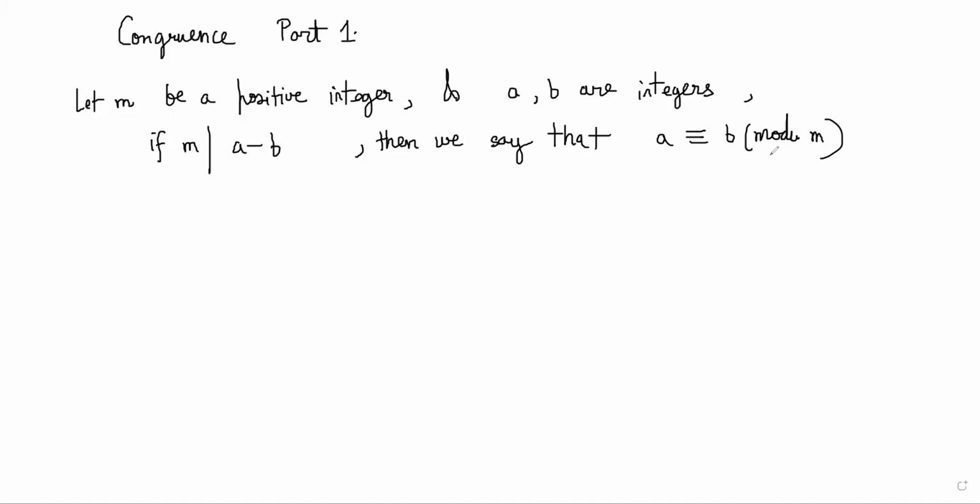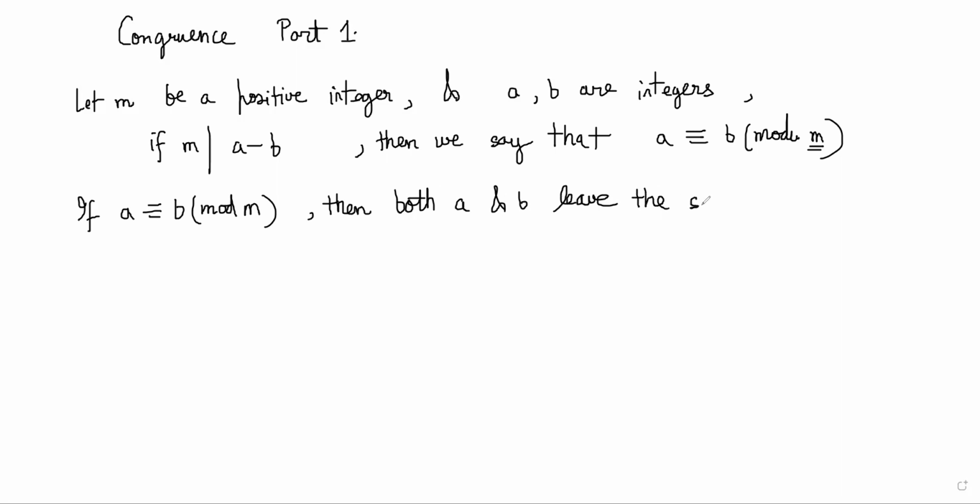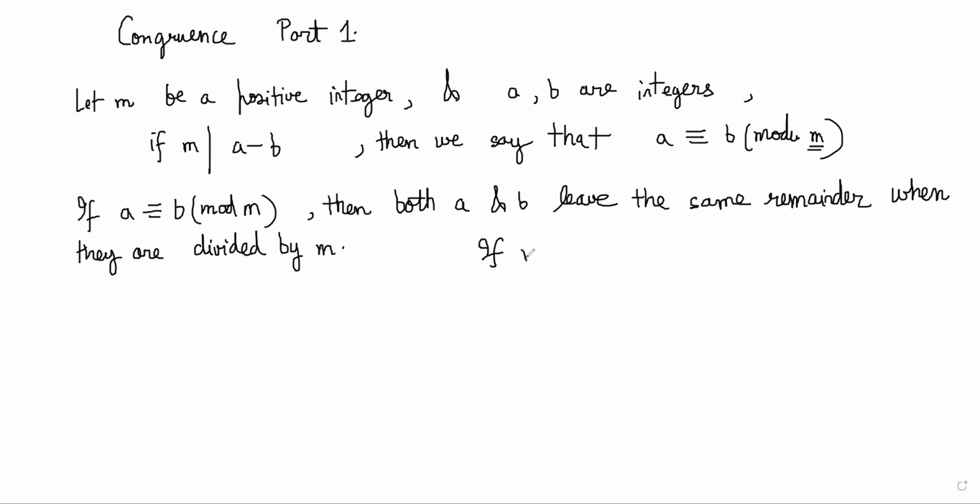So what is the meaning of that? The M should be able to divide A minus B. Or you can say, in other words, if A is congruent to B mod M, then both A and B leave the same remainder when they are divided by M. Also, if M does not divide A minus B, then A is not congruent to B mod M. So that's how we define the basic congruency.